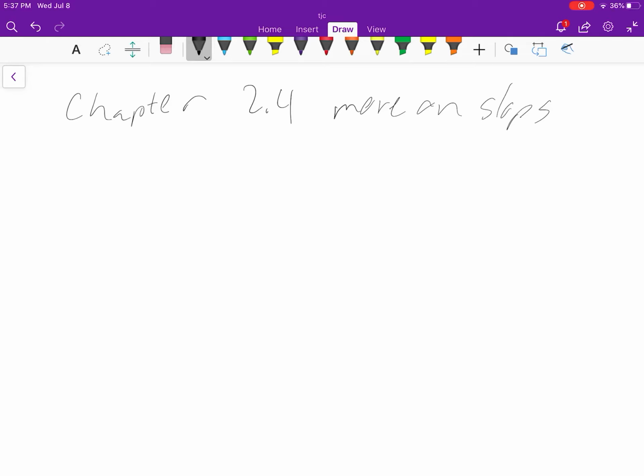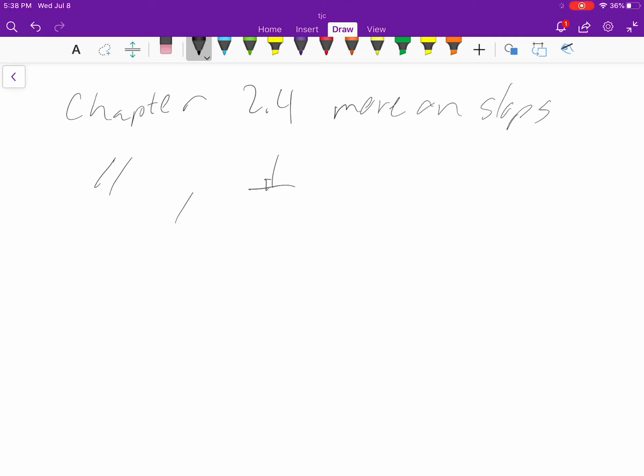Okay, the first thing we're going to look at is how to talk about what a parallel slope is and a perpendicular slope. So we're going to be talking about parallel and perpendicular slope. Those are the symbols for them. Parallel slopes are two lines that don't cross, have parallel slopes. Perpendicular slopes are two lines that do cross, but they cross at a 90-degree angle.